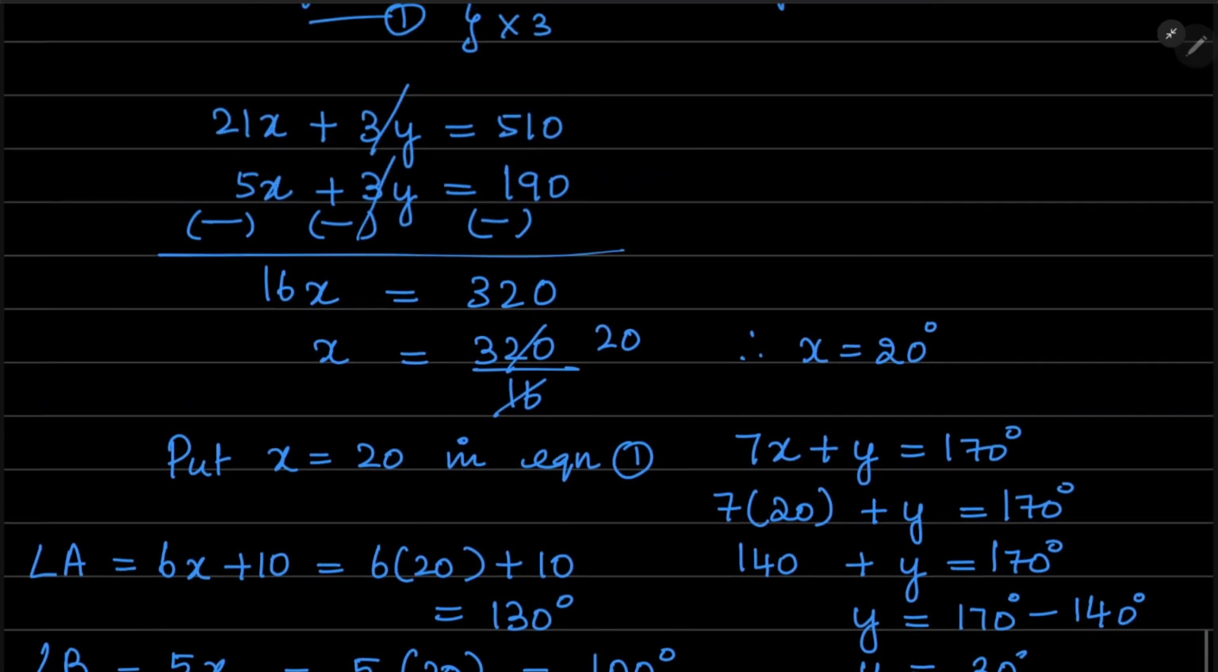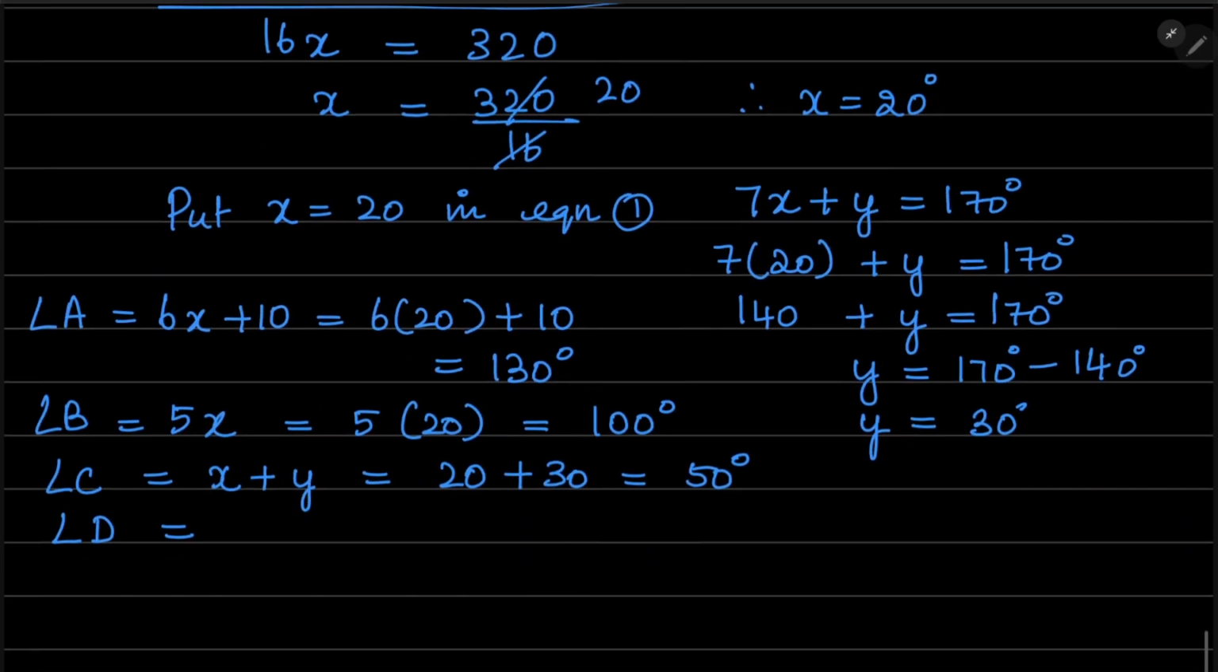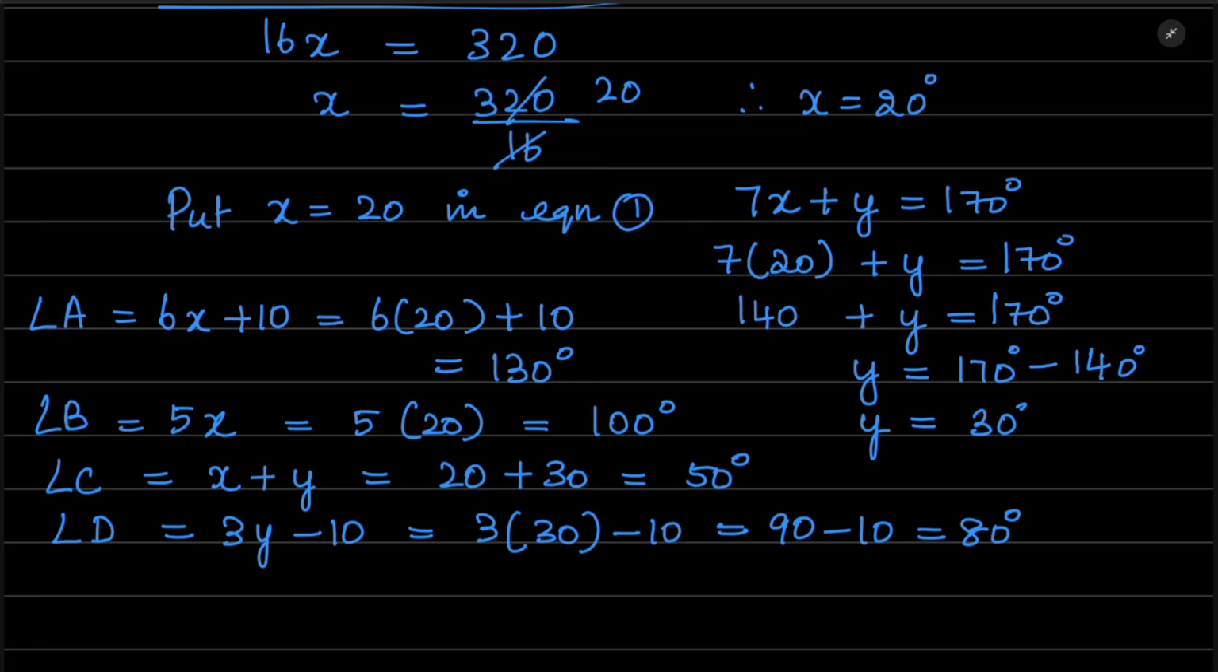Angle D is equal to, what is angle D? 3y minus 10. So just substitute 3 into y is 30 minus 10. So this is 90 minus 10, which is nothing but 80 degrees. Right, so you've got A, B, C and D angles respectively. I hope you understood.